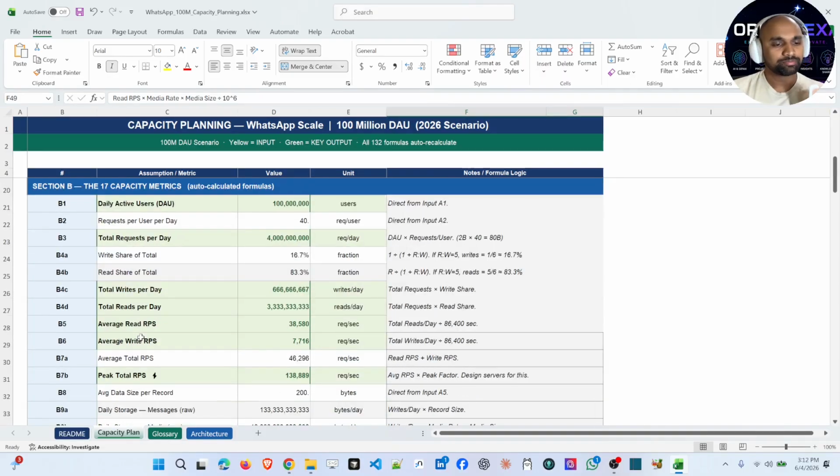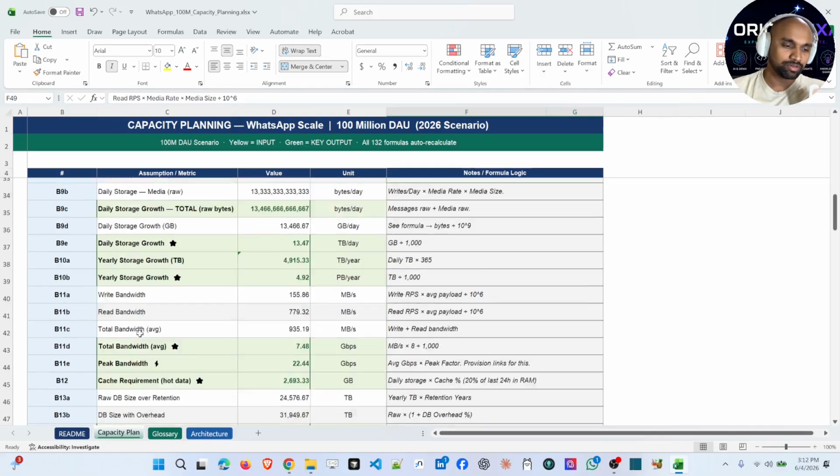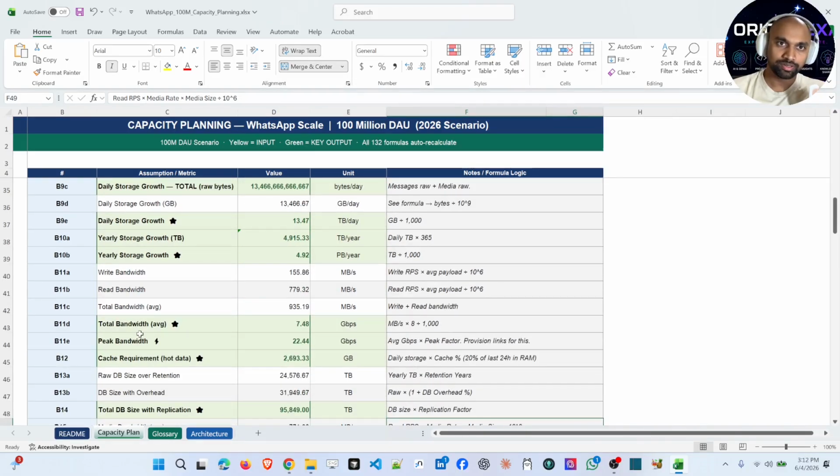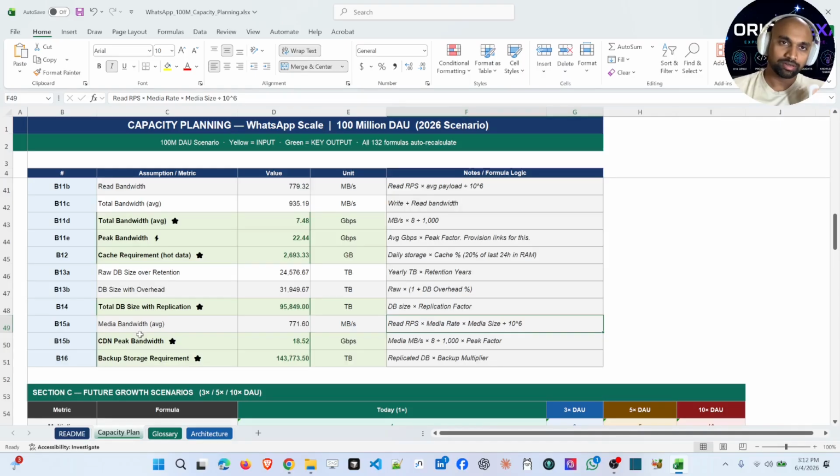These are the capacity planning items. It includes the daily average user planning and total requests per day. Next, we calculated how much daily storage we need, then how much bandwidth we need. Then from there we calculated the cache requirement, how much backup we need for disaster recovery, and the database storage size. These are the parameters we have calculated based on our assumptions.